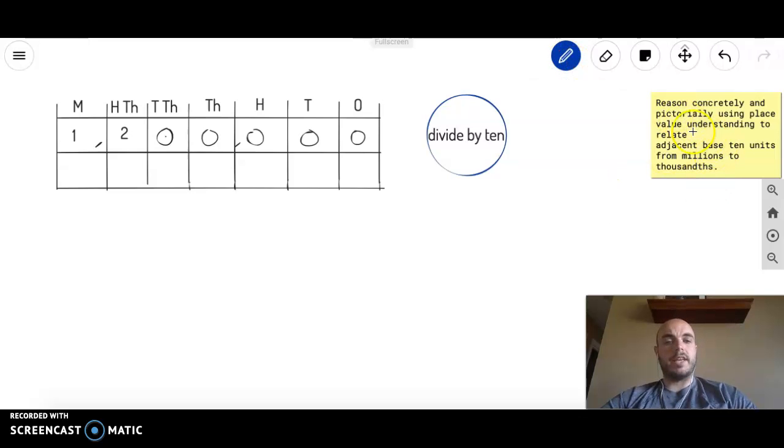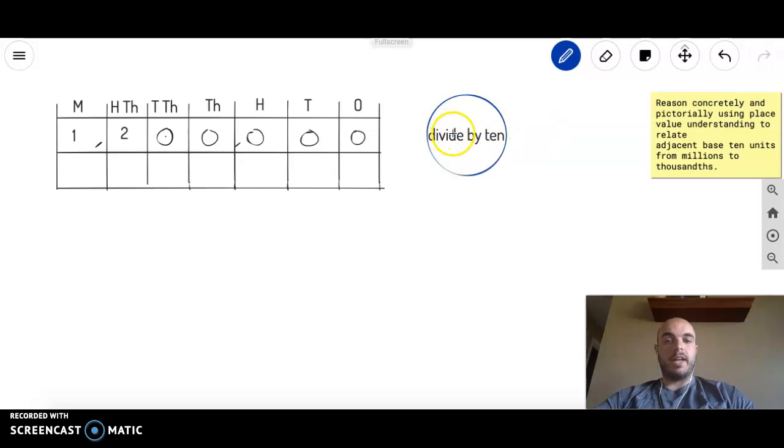So our objective today is to reason concretely and pictorially, which means with pictures, using place value understanding to relate adjacent, which means next to each other, base 10 units from millions to thousandths. So I have here a place value chart that I've drawn. I've got my millions, hundred thousands, 10,000s, thousands, hundreds, tens, ones. And right now I have 1,200,000. That is my starting number.